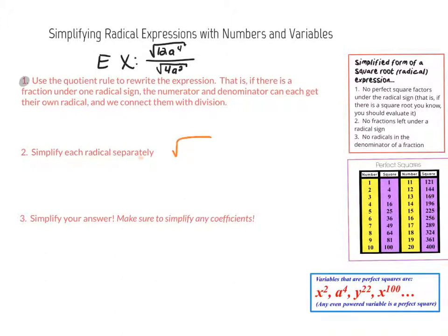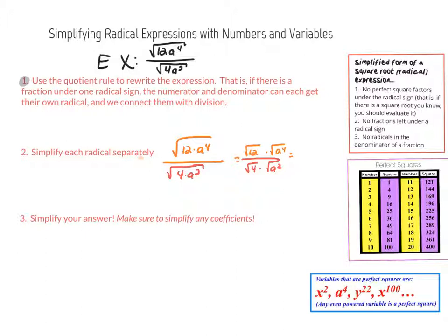So we have on top the square root of 12 times a to the 4th. And on the bottom, we have the square root of 4 times a squared. Now here we can see the introduction of variables again, which we reviewed at the beginning and in other videos. So on top here, if there's two numbers being multiplied under one square root, I'm going to give the first number its own square root and the second number its own square root. And I'm going to do the same thing on the bottom. I'm going to give the number 4 its own square root and the number a squared its own square root.